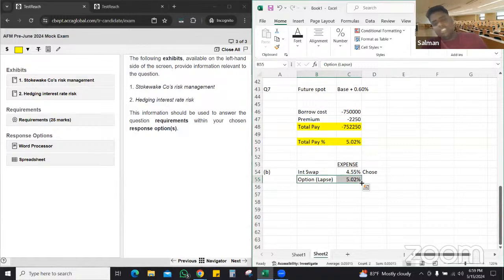What is the advantage of swap? The advantage of swap is that it is very customizable. Let's say you want a loan of 3.5 million. You can find a party and hedge exactly 3.5 million. But with options, you have to be very careful about contract sizes. Let's say a contract size is 1 million. So how to get 3.5 million? You can't take 3.5 contracts. You have to take 4 contracts. Those are the major pros and cons of interest rate swaps and options.